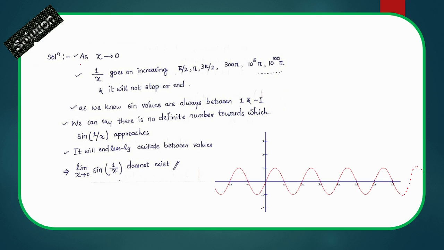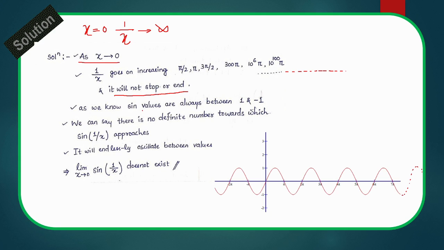So coming to the solution of the question that I have given in the first place, as x tends to 0, what is 1 by x? As x goes to 0, 1 by x will go to infinity. Infinity means it will increase pi by 2, pi, 3 pi by 2, like 300 pi, 10 to the 6 pi, 10 to the 100 pi, it will go like this, it will never end. 1 by x tends to infinity, so it will never stop or end.